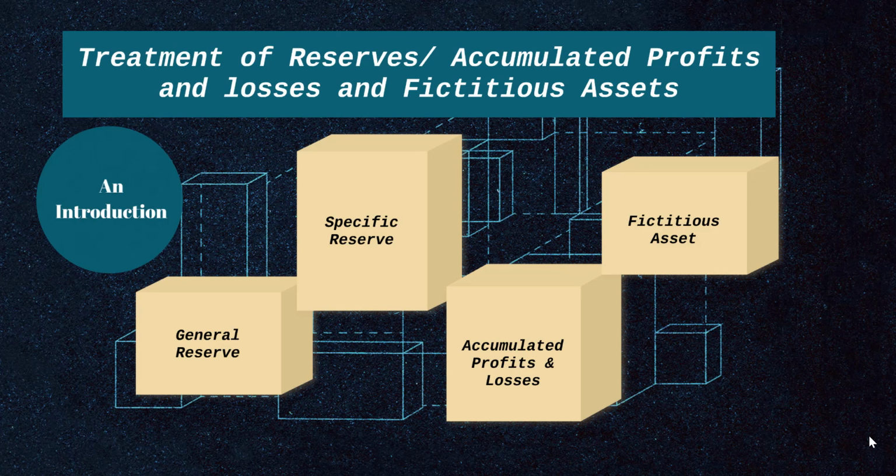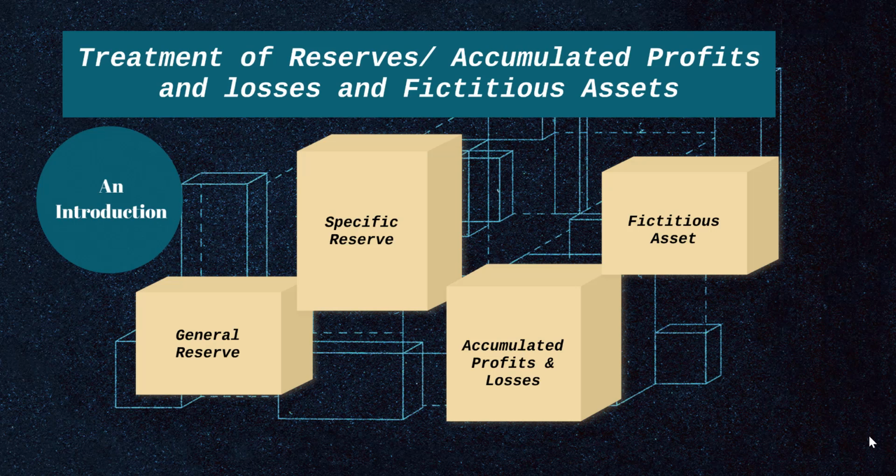Hi. The next issue that we need to deal with in the chapter of admission of partner is treatment of reserves, accumulated profits and losses, and also fictitious assets. So we will devote this entire section for treatment of these reserves and accumulated profits and losses.